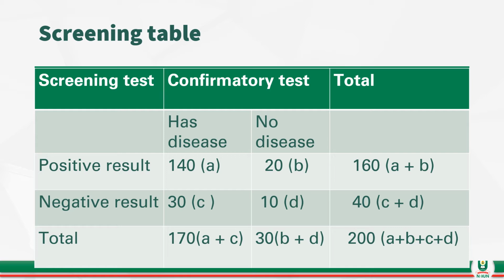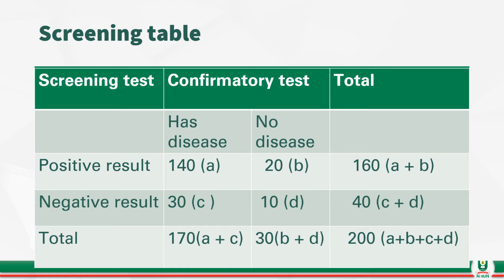Then 20 were false positive. You also go and put 20 that is false positive, which is B. So if you have 160 minus 20, which is A plus B minus B, you have 140. So you get true positive, which is 140, A. If you have total negative as 40 and you have true negative as 10, if you subtract it, you get 30, which is the false negative, C. So that gives us all the values in the table.